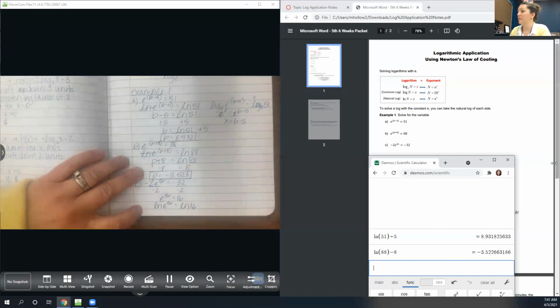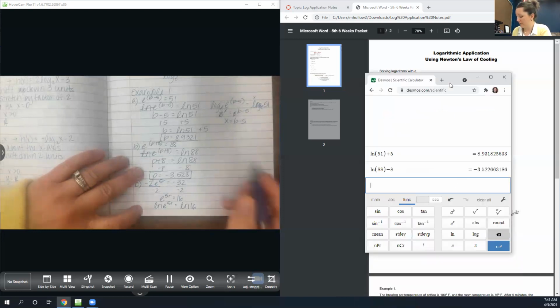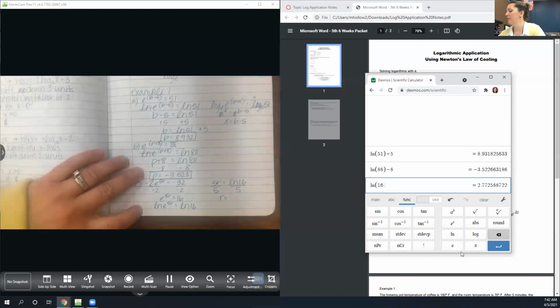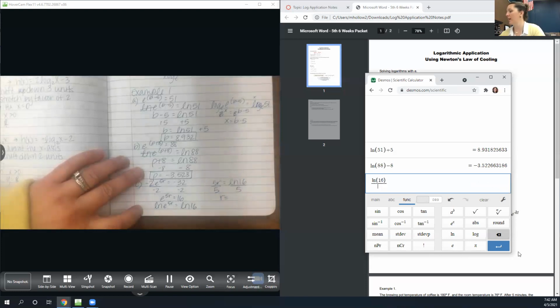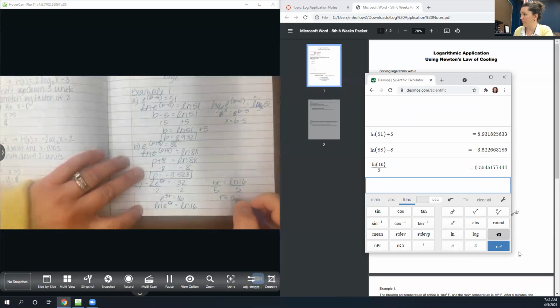And we get 5r equals ln of 16, divided by 5 after that. r equals, let's see, natural log of 16, close your parentheses, divided by 5 equals 0.555.